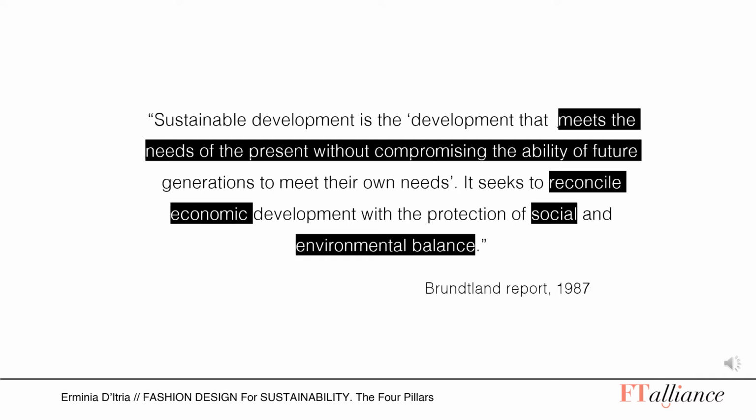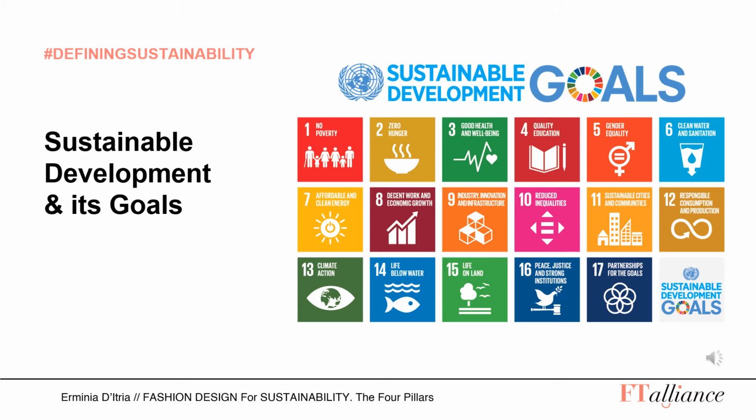It is about a blueprint to achieve a better and more sustainable future for all, addressing the global challenges we are facing, including climate change and social justice. That's why the United Nations have set 17 goals to reach sustainable development by 2030. These are the SDGs, the Sustainable Development Goals, also known as the Global Goals.